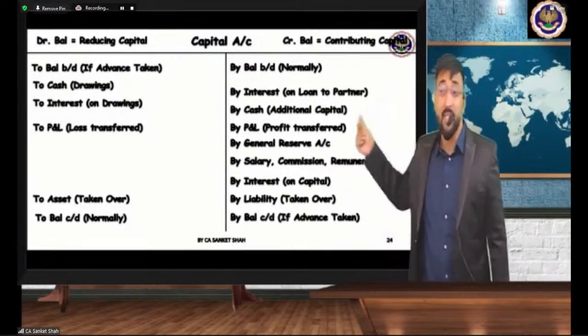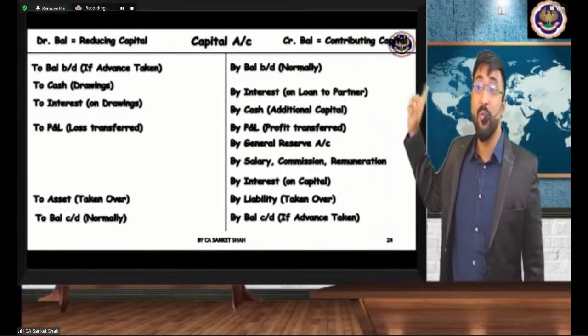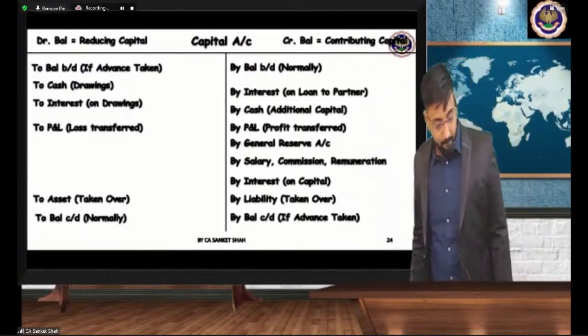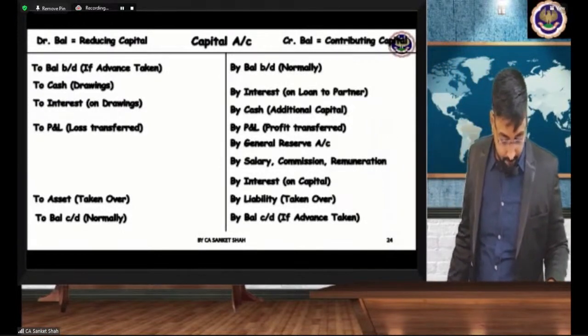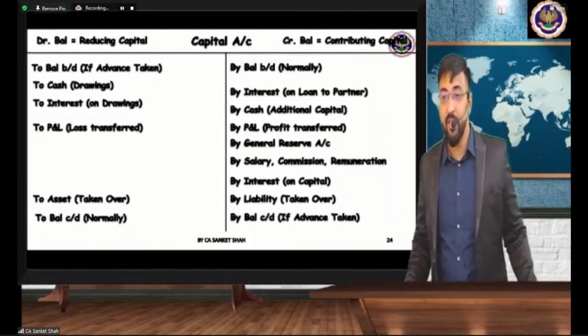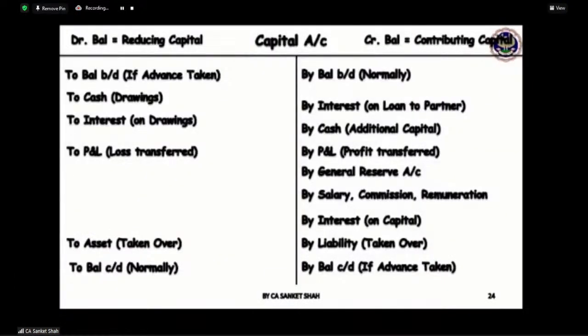Please remember this pro forma. This pro forma is very, very important. Yes, take a screenshot of this. Yes, take a screenshot and write it properly. If something is missing, please write it down properly.